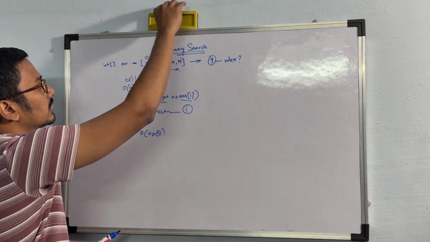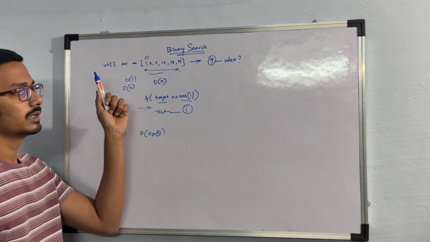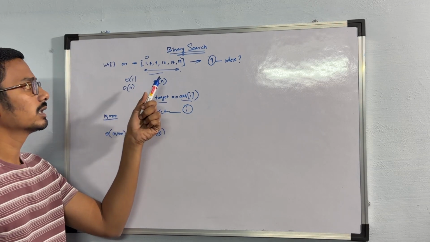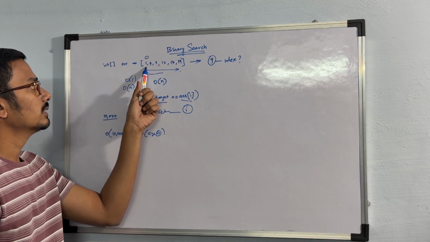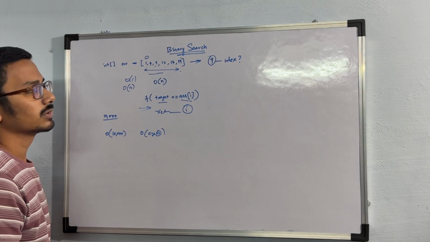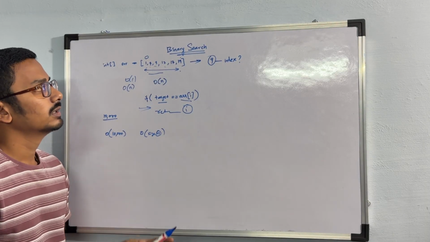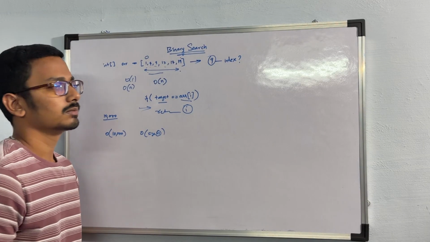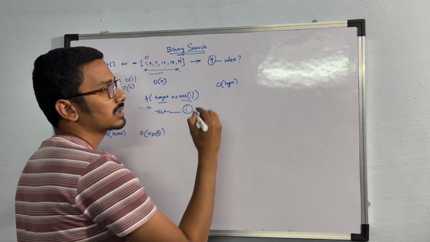In order to avoid this, as the array is sorted in ascending order, you can see 1, 4, 9, 13, 17, 19, we will use the binary search approach. In the binary search approach, the complexity will be O of log n, which is much lesser.